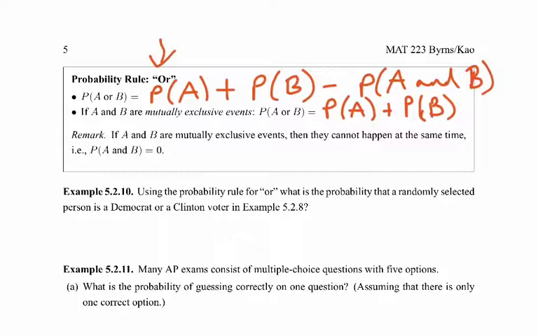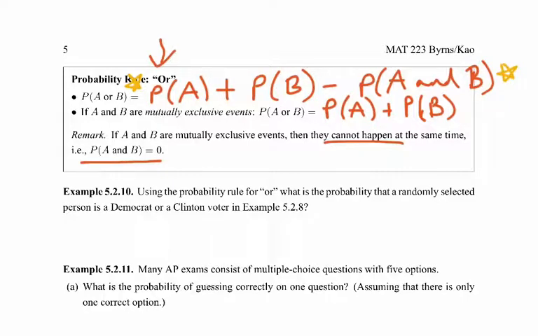So if A and B are mutually exclusive events, then they cannot happen at the same time. In other words, the probability of A and B is 0. This is really the same formula. I wouldn't try to memorize it or worry about both formulas. I would focus on this formula right here because this is the one that you're going to use. And if the events are mutually exclusive, the last part, the probability of A and B, is going to be 0, so it's not going to matter anyway. Let's look at another example here.